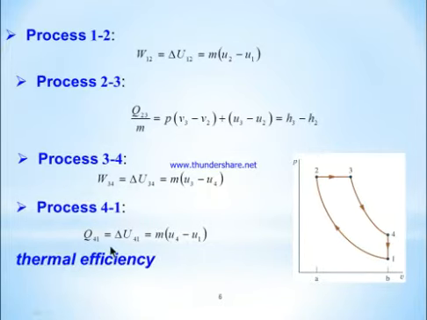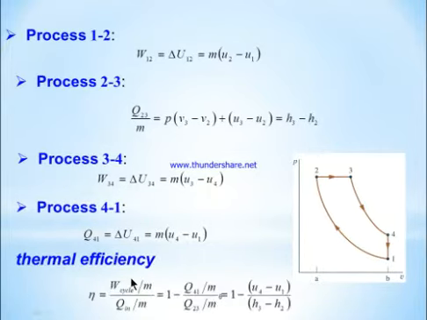Now the efficiency. Thermal efficiency is the ratio of the work done by the cycle to the heat added. This heat added takes place in the 2 to 3 process, and the work done, and the final equation comes here. Through this equation we can find the thermal efficiency of the diesel cycle. So this is all about the diesel cycle.